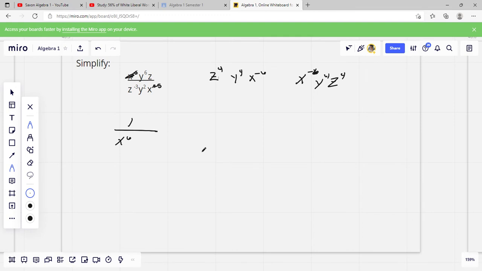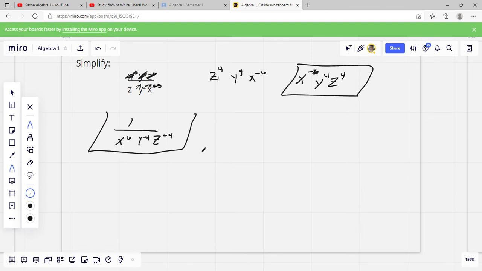And then our y, that would turn into minus 6. 2 minus 6 would be negative 4. And our z, that would be 1, so we would make it into minus 1. That would be z to the negative 4. See how that means the exact same thing as this.